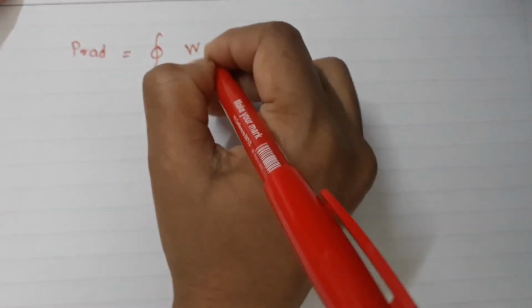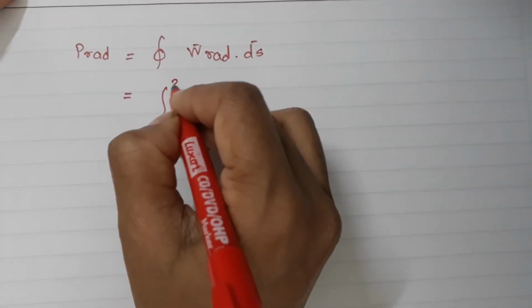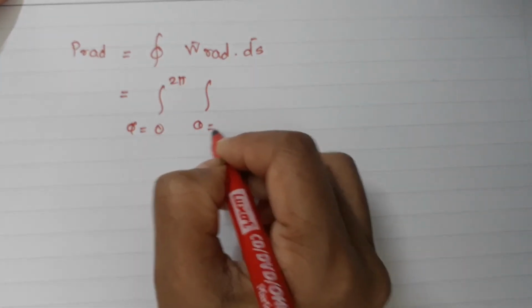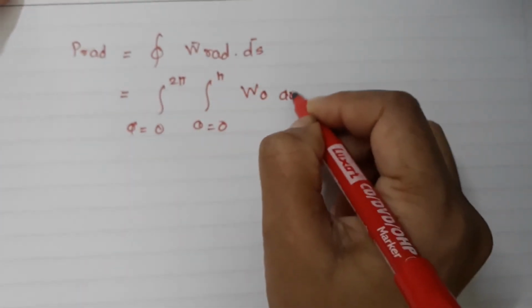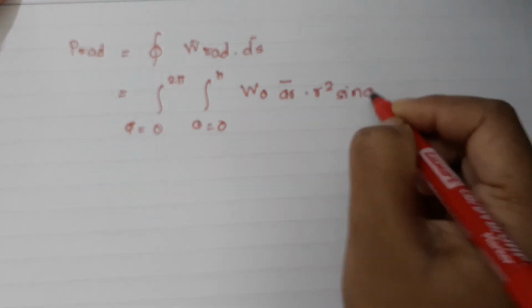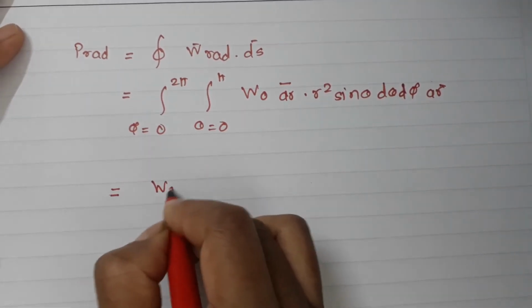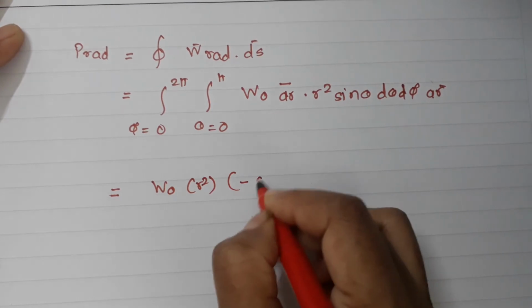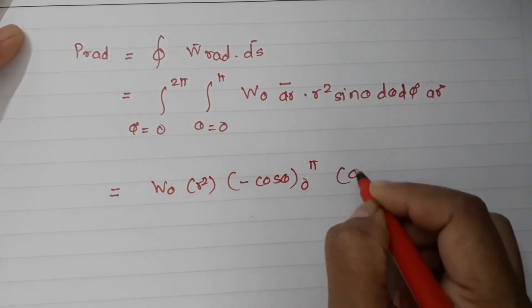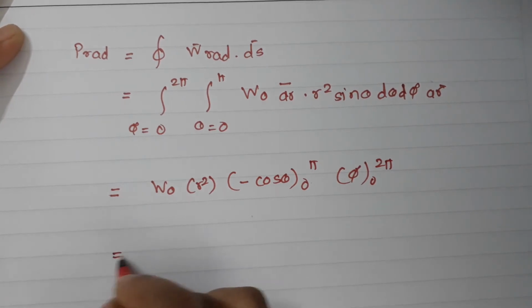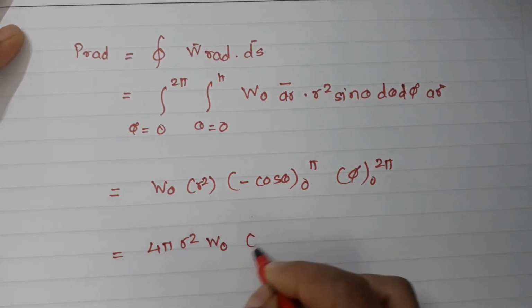Okay, so P radiated can be calculated if I know the radiation density. P radiated is equal to the surface integration of W radiated into dS. So this will be, phi varies from 0 to 2 pi, theta varies from 0 to pi, W0 aR dot r square sine theta d theta d phi aR. When you solve this one, W0 r square times minus cos theta from 0 to pi, phi varying from 0 to 2 pi, gives 4 pi r square W0 watts.